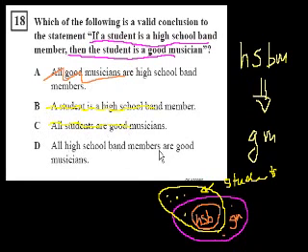See, all high school band members are good musicians. Well, let's look at this Venn diagram. That's almost like a restating of what they already told us. All high school band members have to be good musicians because they told us if you're in the high school band, then you're a good musician. So it's almost like repeating the same statement twice, but the answer is D.